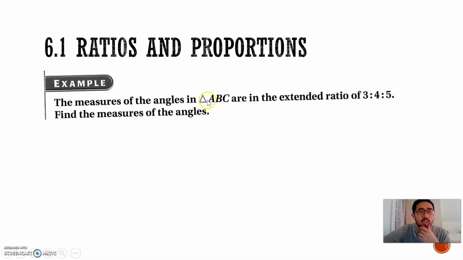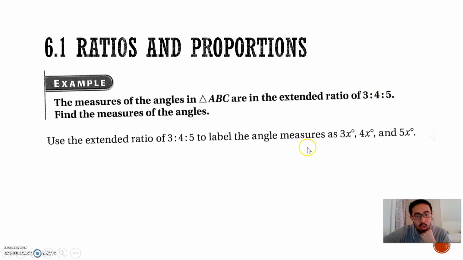The measures of the angles in triangle ABC are in the extended ratio of 3 to 4 to 5. Find the measures of the angles, right? Now, since we know they're the extended ratio of 3 to 4 to 5, that means the measures of my angles must be 3x, 4x, and 5x. Now, all the angles in a triangle must add up to 180.